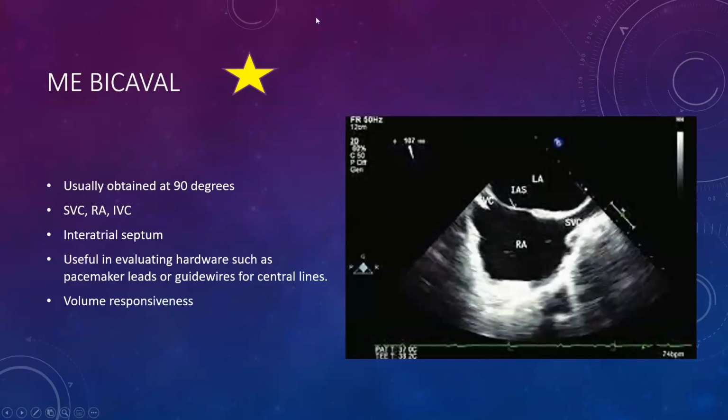Moving on, another one that is considered high yield, particularly in resuscitative TEE, is this mid-esophageal bicaval view.